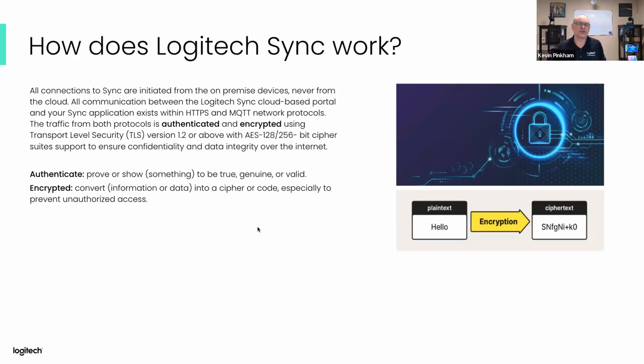And just a quick definition, authenticate is to prove or show something. So when you first add your device to Sync, there's a pairing code that you use to make sure it goes into your account, goes into the right room. That authentication is established when you enter that provisioning code. And encryption means that the information gets scrambled. So if somebody was savvy enough to intercept the traffic over the public internet, they would not be able to read it because it's in an encrypted, scrambled format.